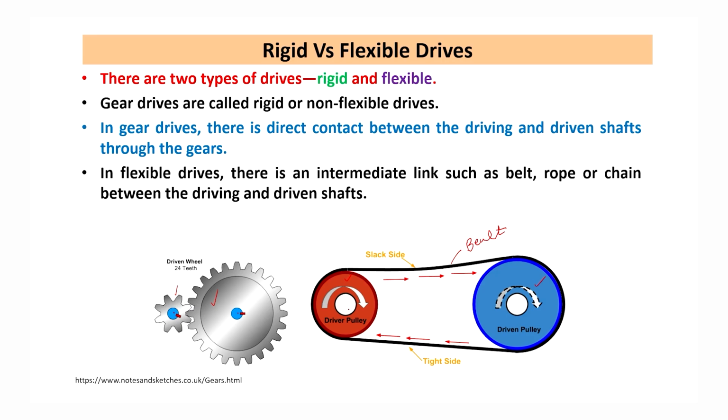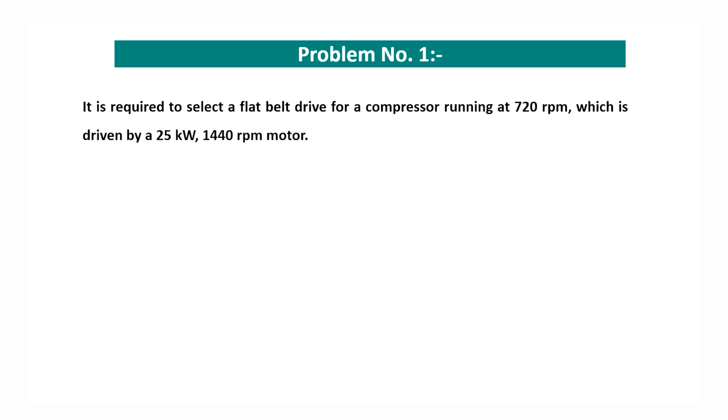So, on the driving shaft, a driver pulley will be mounted, and on the driven shaft, a driven pulley will be mounted, and these two pulleys are connected with the help of flexible member known as either belt, rope or chain. In the case of chain, in place of pulley, there will be sprockets. Since this link is flexible, the drives are called flexible drives. Now, let us take a problem related to selection of belt.